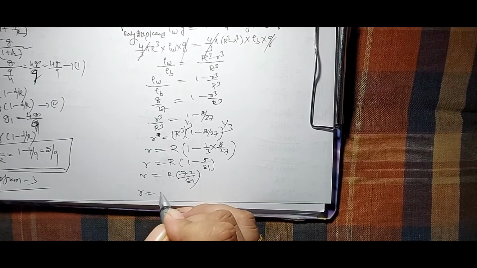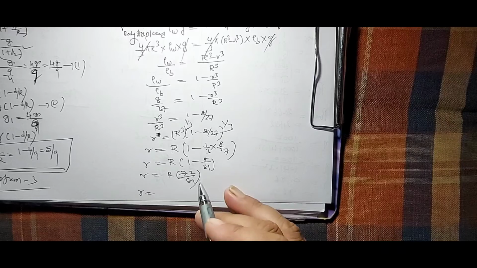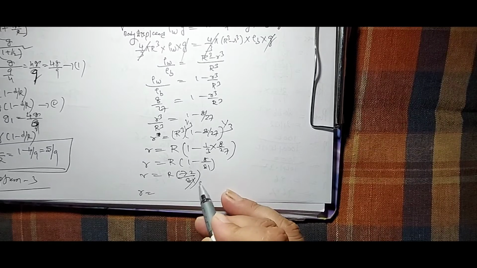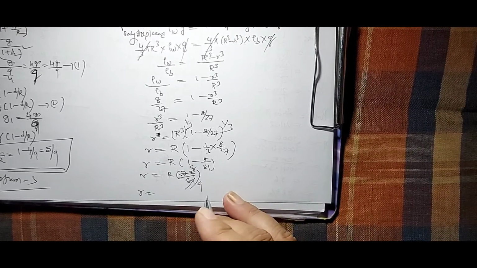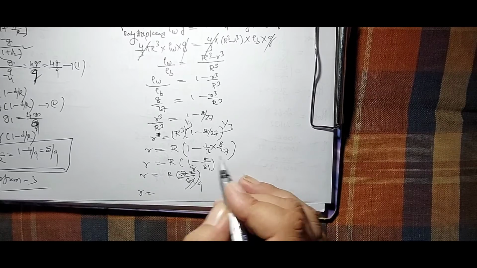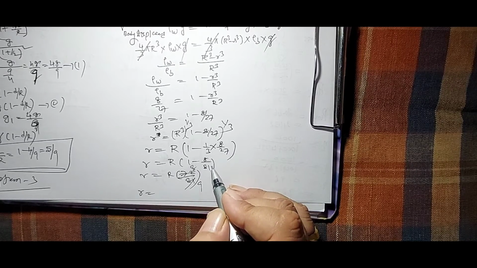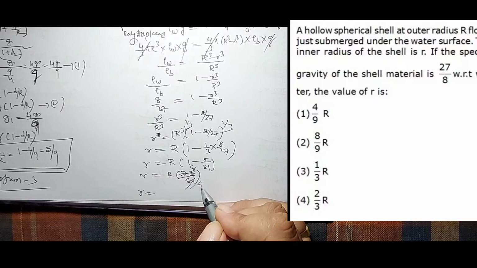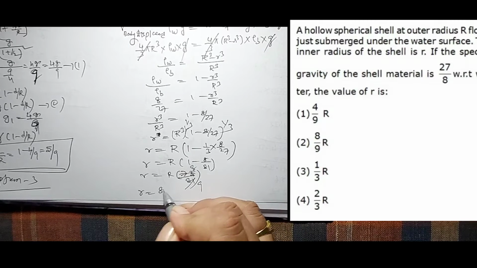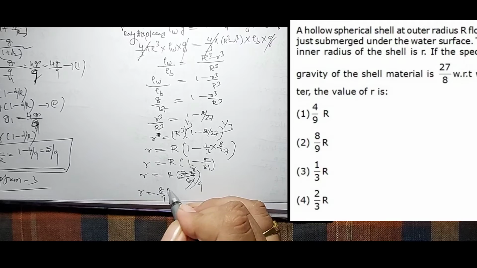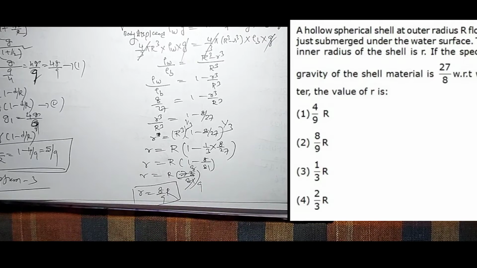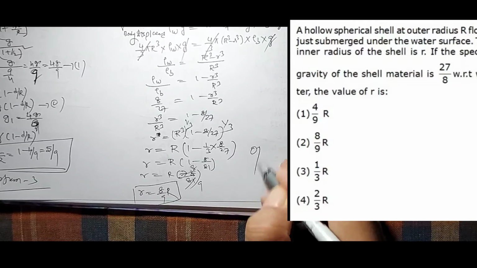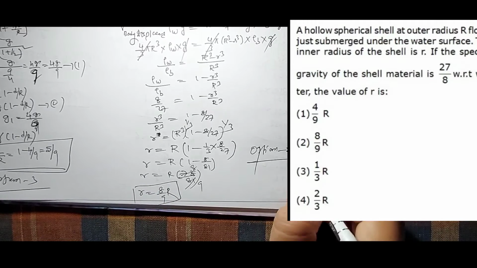Small r is equal to, so here 9 9s are 81, 81 minus 8 is equal to how much? 73. Nearly this is cancelled. 9 9s are 81, 9 8s are 72. That is equal to 8 by 9 capital R. So our option is option 2. Option 2 is the correct option.